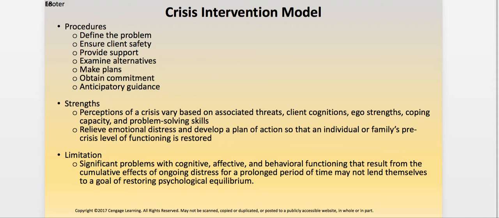Here are some of the strengths and limitations that Hepworth talks about in his book. One limitation, and I had to get back in and redefine what the slide was saying here: when you have ongoing problems with cognitive, affective, and behavioral functioning, say from a long-term stressful environment, the idea of restoring the client to previous psychological functioning, that equilibrium, may be out of reach.